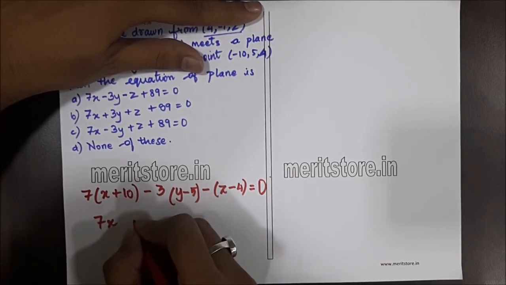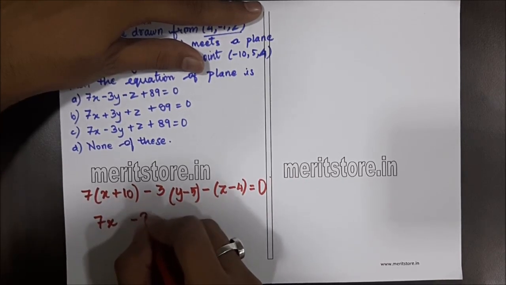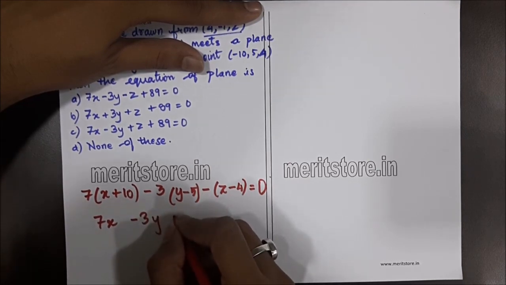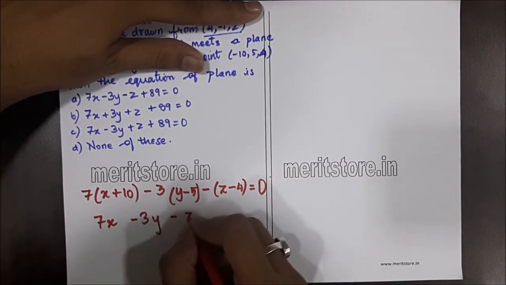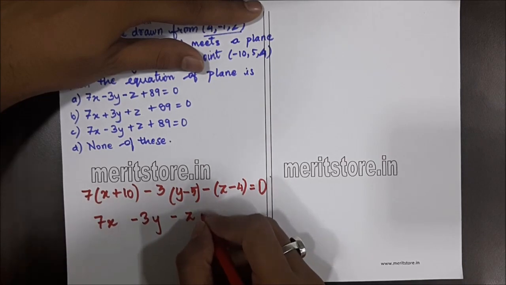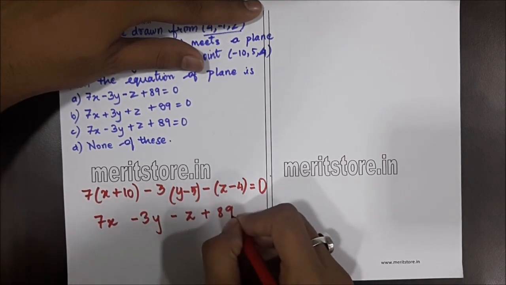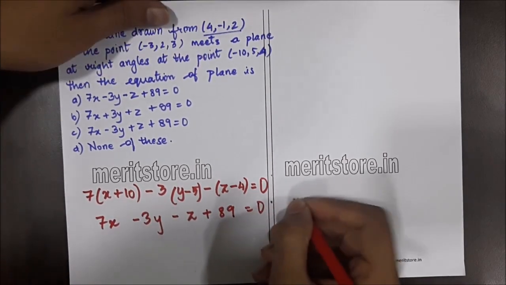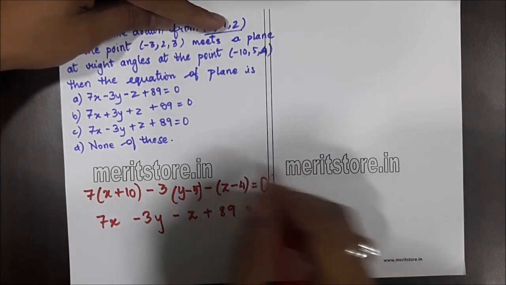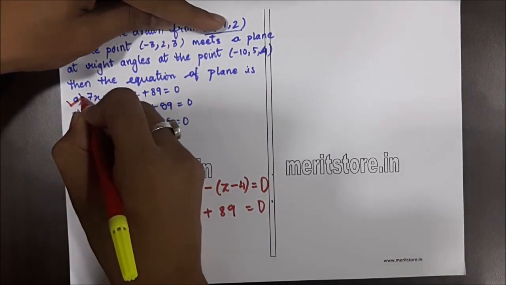Further, we would get it as 7x - 3y - z + 89 = 0. So the correct option is option A.